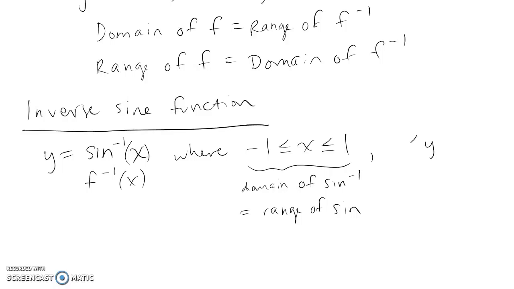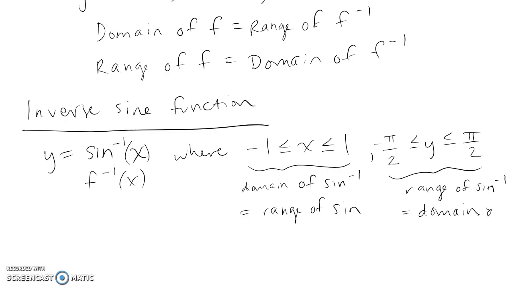And the range is going to be restricted to between negative pi over 2 and pi over 2. This, of course, is the range of sine inverse that we are defining, but it's equal to the domain of sine on which sine has an inverse. It's a restricted domain.